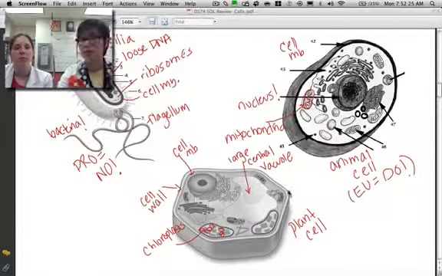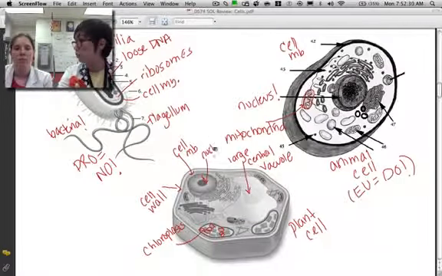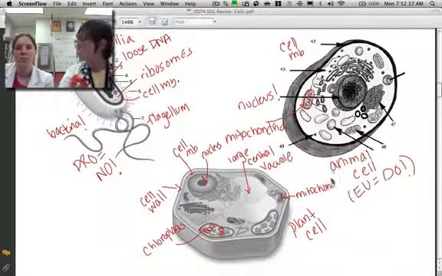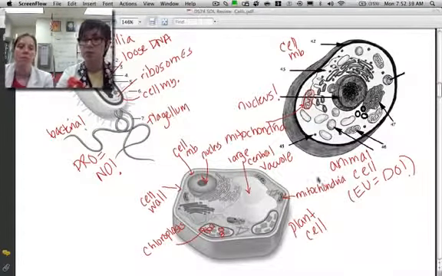And everything else is going to be about the same. So we have a nucleus because it's a eukaryotic organism. We still have mitochondria. That's important to know. Plants have both because they still need to be able to make ATP. And then we also have the Golgi and the endoplasmic reticulum, both the smooth and the rough.